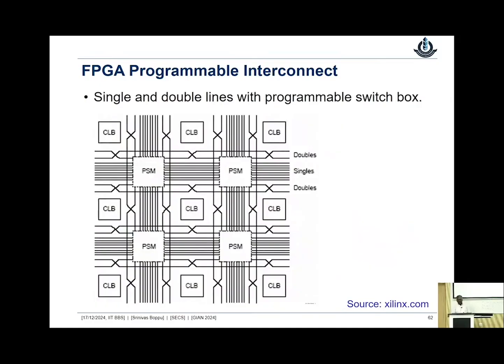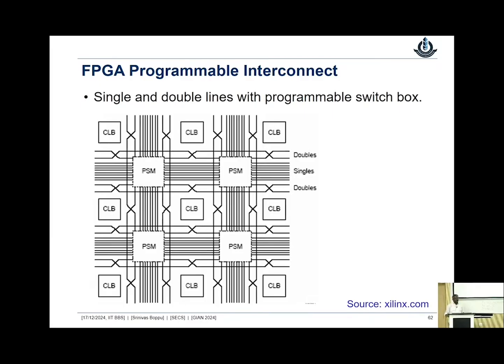Okay, so if you look at the single lines, again sometimes the slides and figures are copied from different sources. This PSM is nothing but a switch matrix. If you look at the single lines, one switch matrix definitely connects to the next switch matrix. But if you look at the double lines, this one is going here, but it will skip the next one. Similarly, there are quad lines and octal lines, which will skip 3, let's say, or 7 switch matrices in between.